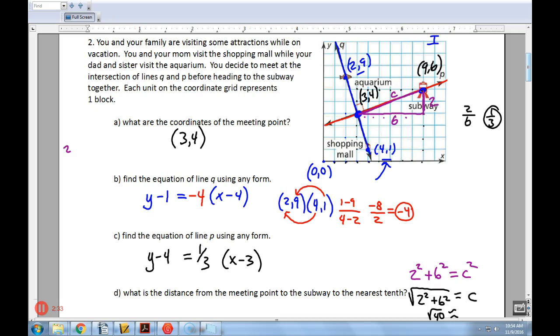Let me grab a calculator here. Except they want the nearest tenth. So let's do this. Square root of 40. Looking at about 6.3. So the distance from the meeting point to the subway is 6.3 blocks.